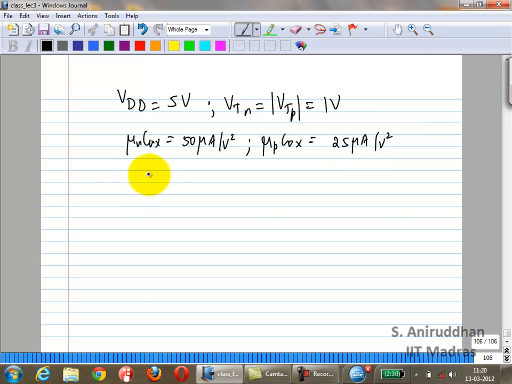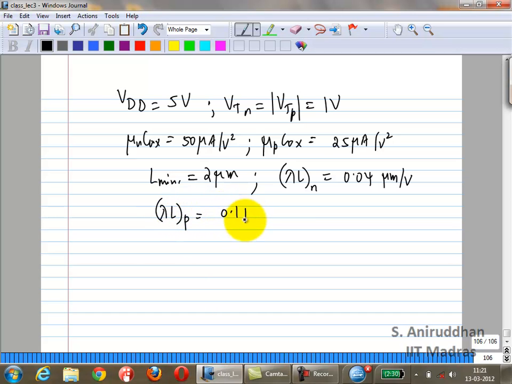Okay, then I'll tell you L minimum is 2 microns. Then I'll give you something slightly different. So let us say for the L minimum I'll give you lambda L itself instead of giving you lambda directly.